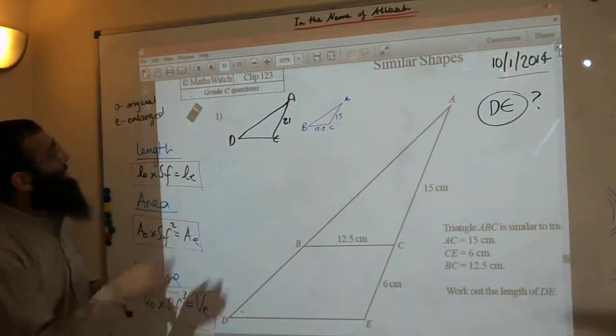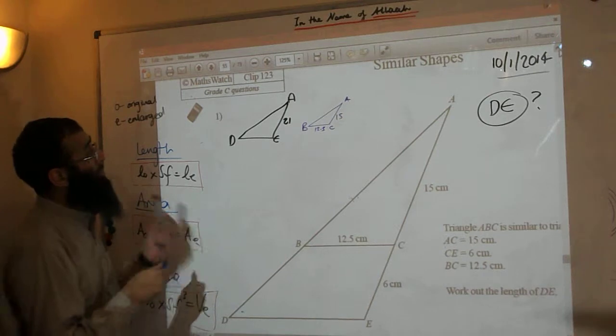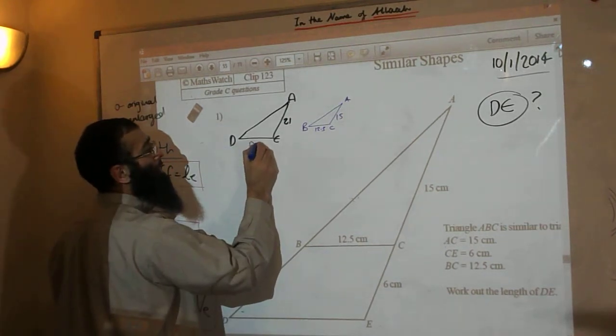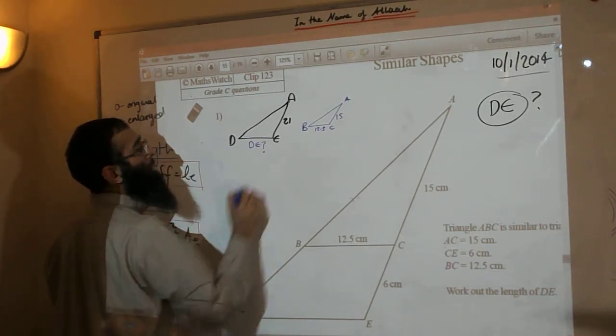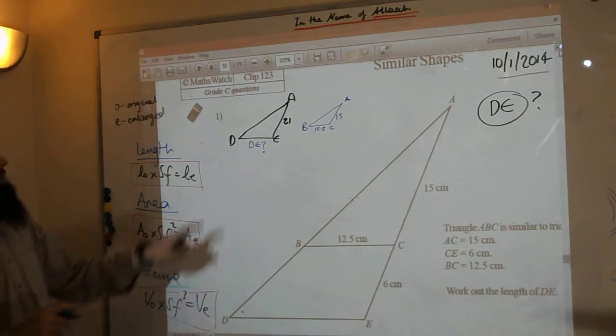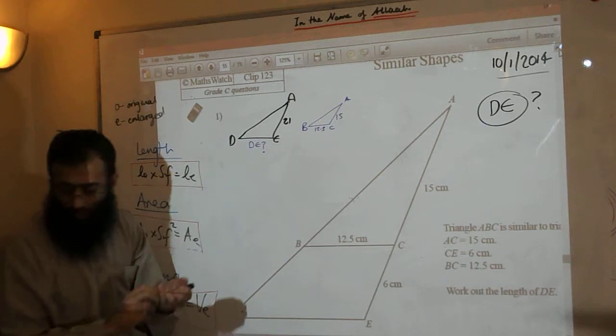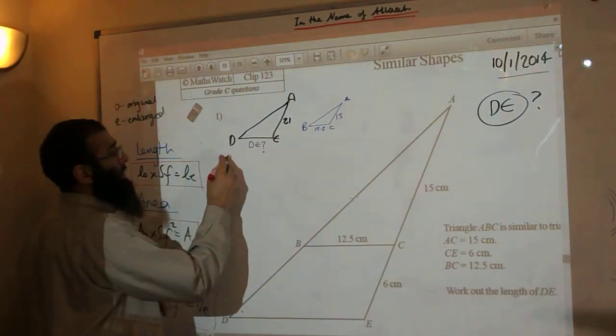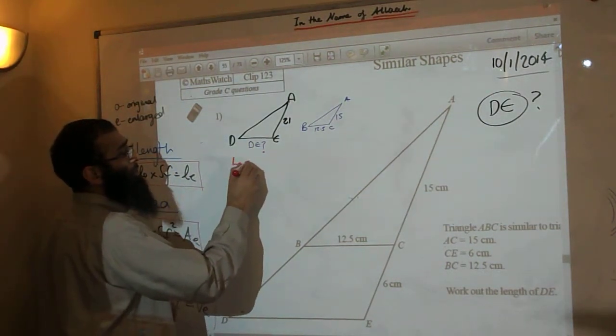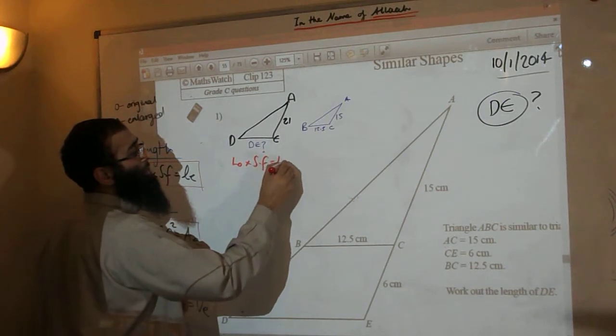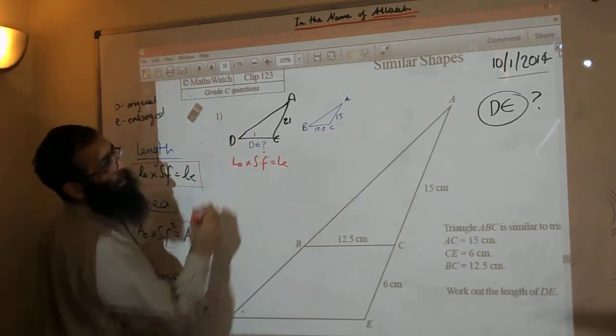Where's DE? DE is going to be this one. We don't know that, right? Okay, DE corresponds with BC. Okay, right, let's write down the basic formula. So we say here, length of the original times the scale factor equals length of the enlarged. This is my original. Hang on a second.